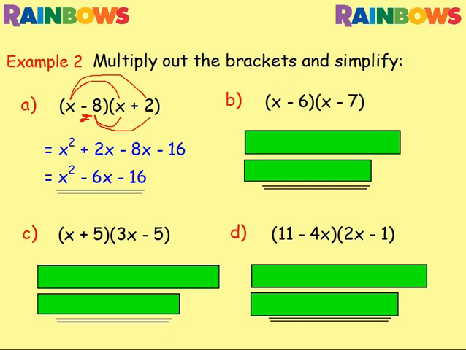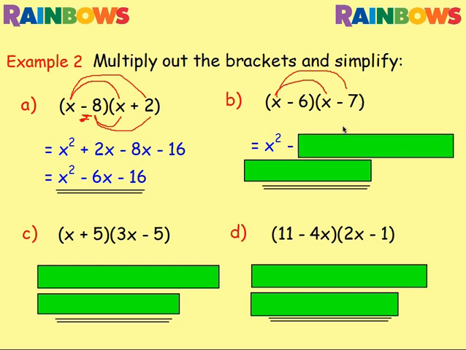With the next one, x take away 6, bracket, x take away 7. So, drawing in the rainbows, you've got x times x. X times x is? Good, that's just x squared. X times negative 7. So you've got positive x and negative 7. Different signs, so it's subtract. And x times 7 is 7x. Then moving on to the negative 6. Negative 6 times x is going to be negative 6x. And negative 6 times negative 7. Two negatives make a positive 42. Well done. Good. Thank you, Adam.